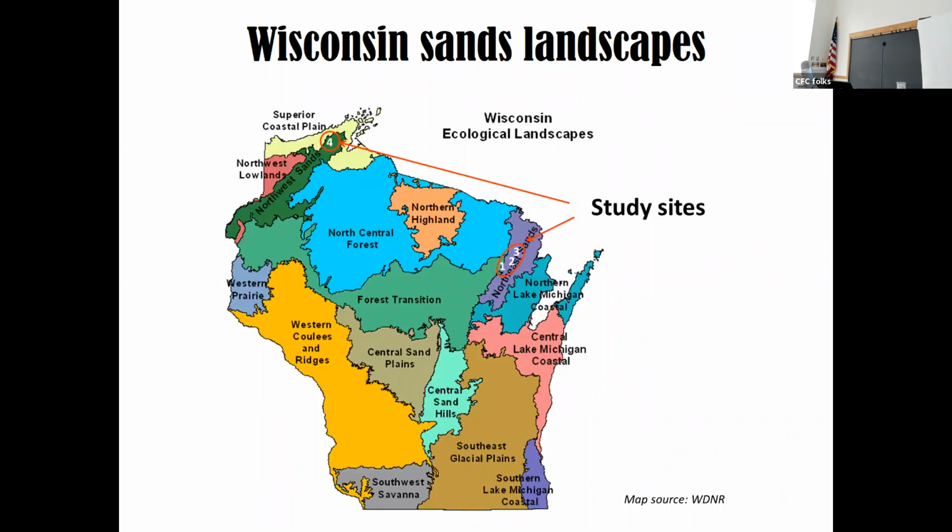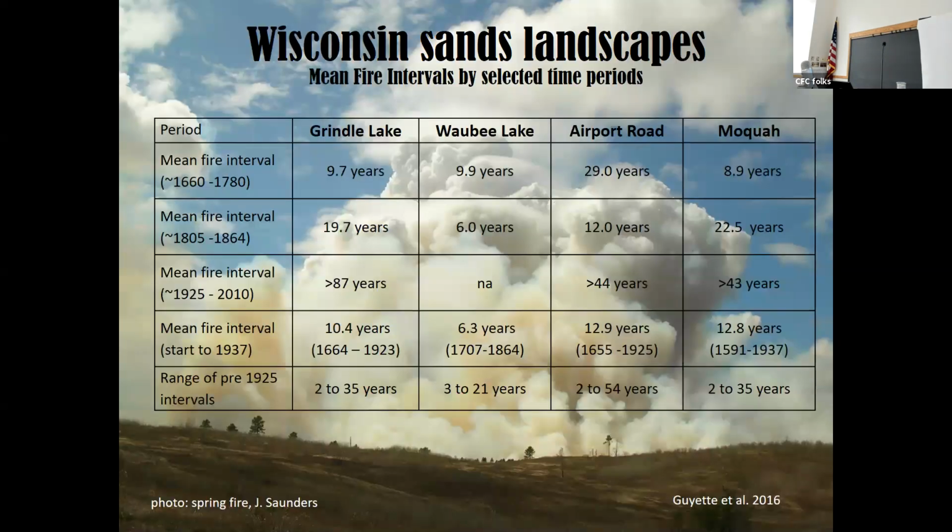Okay, we'll move over to Wisconsin. We did some work here on the Chequamegon Nicolet in two different sands landscapes. This is the northeastern sands. We have 3 sites here, 1, 2, 3, and then up here near Ashland in the northwest sands, 4th site. This one we call Moqua. It's just south of the Moqua Barrens area. And these are some of the statistics here.